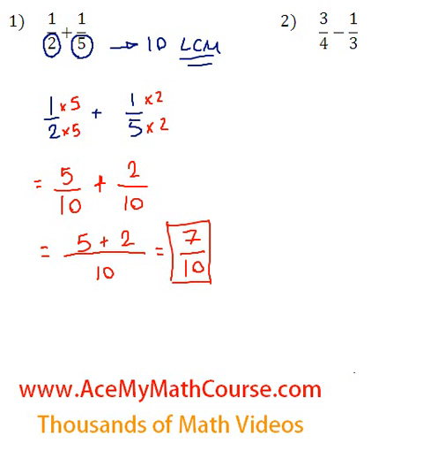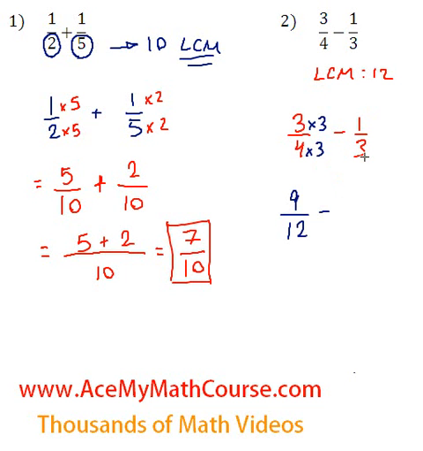Great. Now question number 2. 3/4 minus 1/3. The LCM between 4 and 3 is 12. Great. So what shall we do here? Well, I want a 12 down at the bottom, so I'm going to multiply top and bottom by 3. 3 times 3 is 9. 4 times 3 is 12.